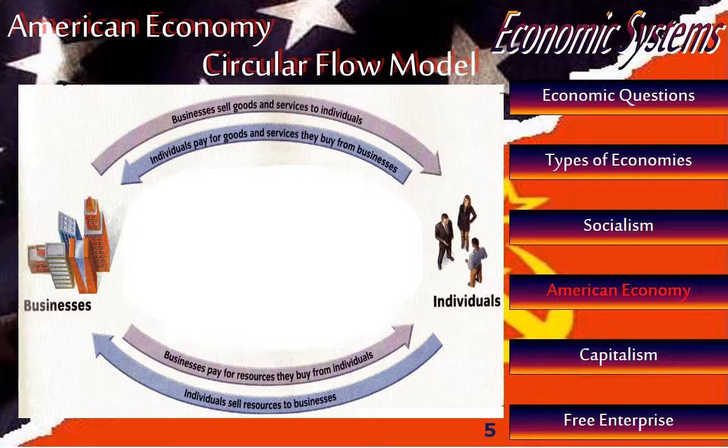Now, but where do businesses get all that they need? Where do they get their factors of production in order to produce all the goods and services? Well, that's where we look at the bottom two arrows on this diagram. We see that individuals sell the resources to the businesses, their labor, the natural resources that we get from the ground, the entrepreneurship, and the businesses pay them with that purple arrow.